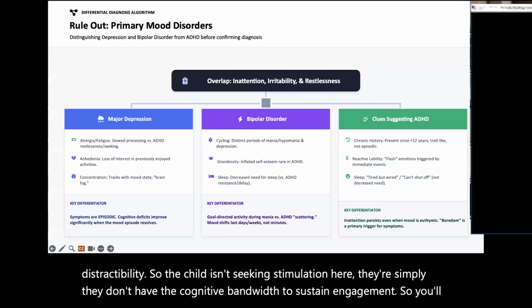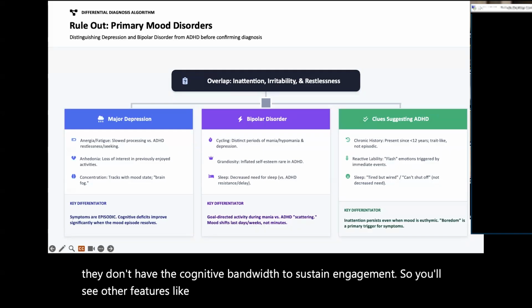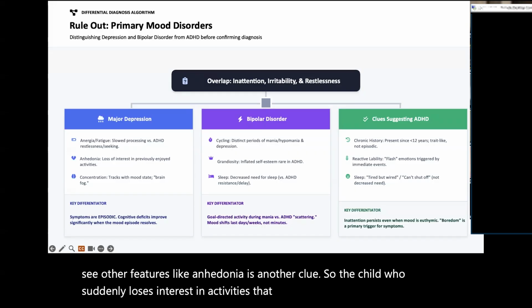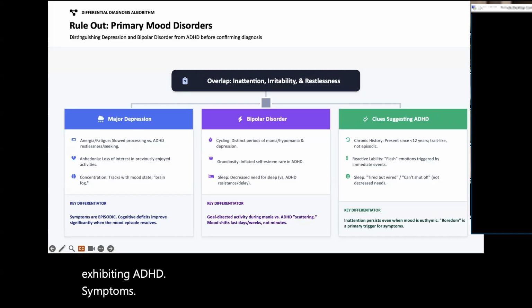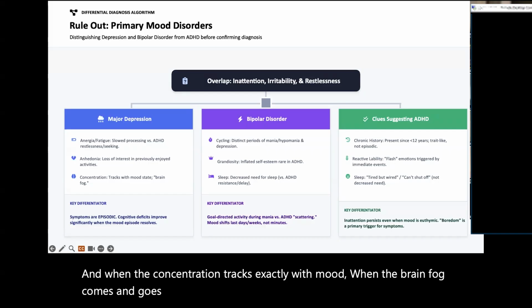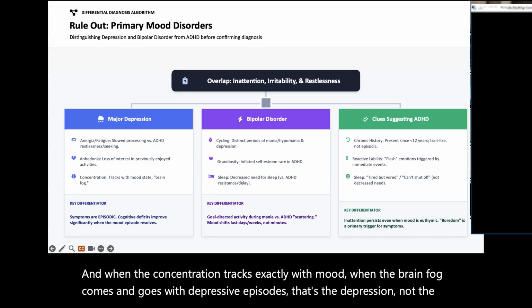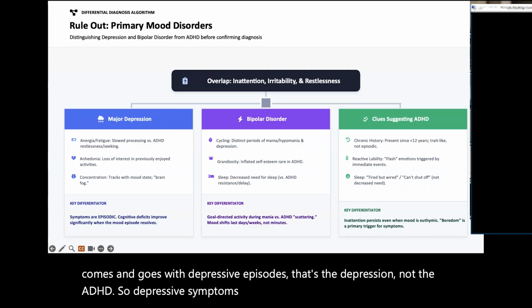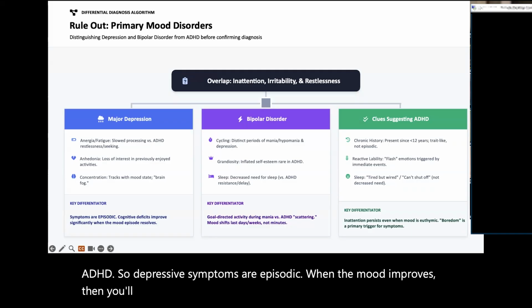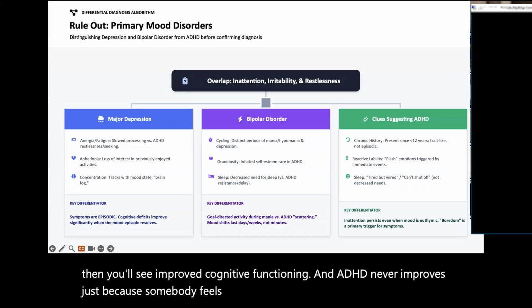So you'll see other features like anhedonia is another clue. So the child who suddenly loses interest in activities that they had previously loved is not exhibiting ADHD symptoms. And when the concentration tracks exactly with mood, when the brain fog comes and goes with depressive episodes, that's the depression, not the ADHD. So depressive symptoms are episodic. When the mood improves, then you'll see improved cognitive function. And ADHD never improves just because somebody feels better. Question.